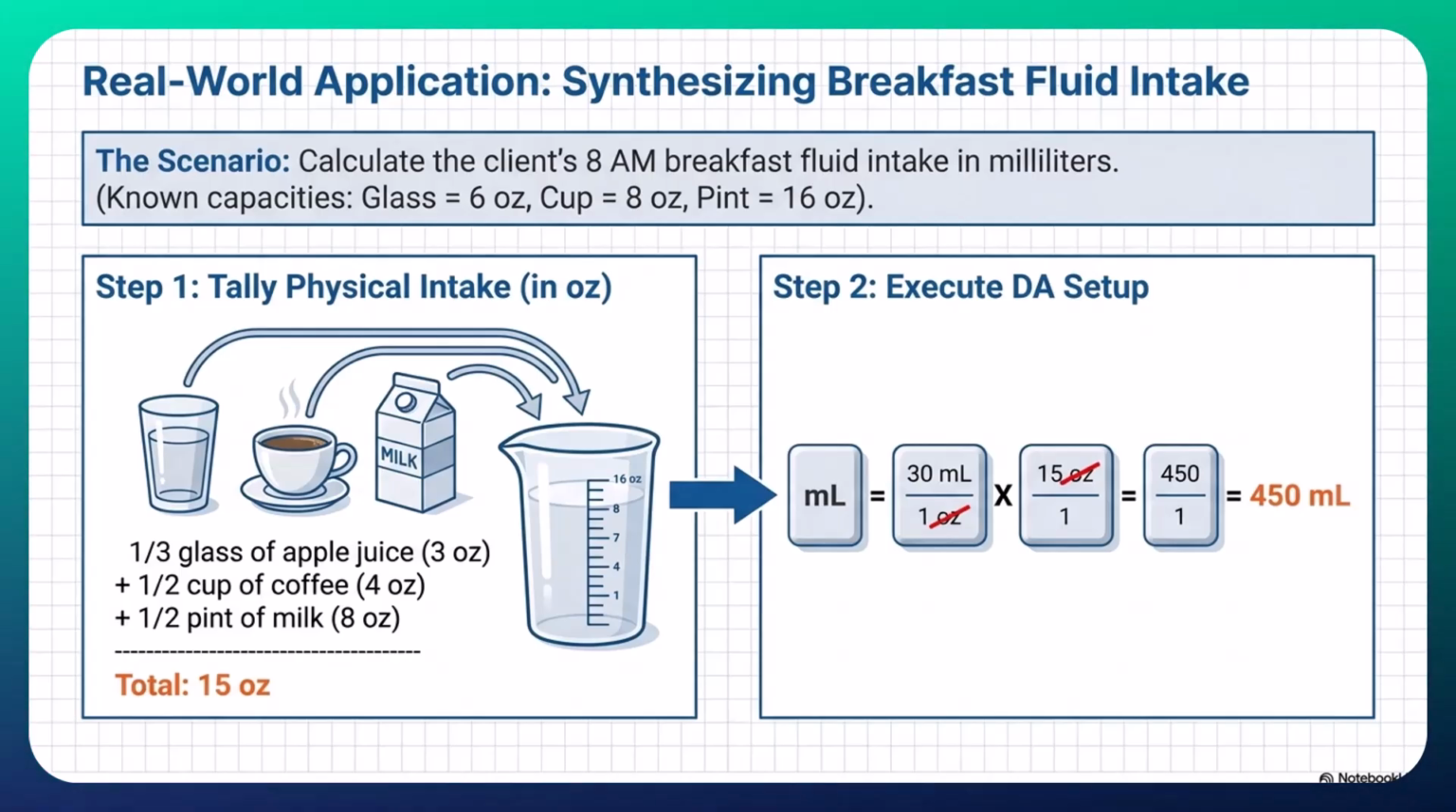So if your patient had a third of a glass of apple juice today, that's equal to about 3 ounces. If your patient had a half a cup of coffee, that's equal to about 4 ounces. And the patient had a half a pint of milk, that's about 8 ounces. So your total is 15 ounces, okay? But your charting requires you to chart it in milliliters. So you need to convert that over into milliliters, okay? So now you've created your own question. Well, how many milliliters is 15 ounces?